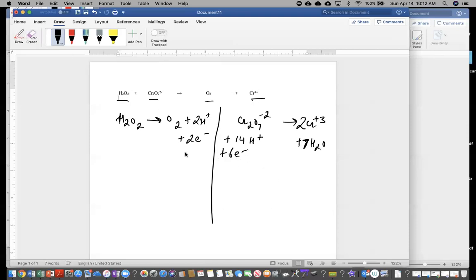So this is good, right? This is balanced. We got 6 electrons here, and here we got 2 electrons. Now there's a checkpoint here, and the checkpoint is that we have to get rid of all the electrons. They have to be on opposite sides. That's our checkpoint.